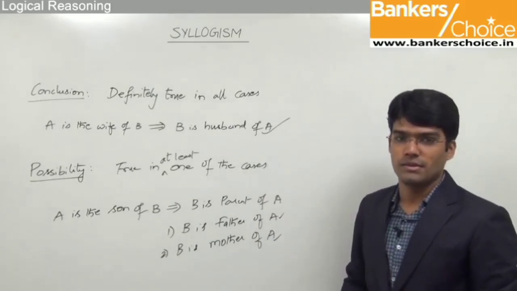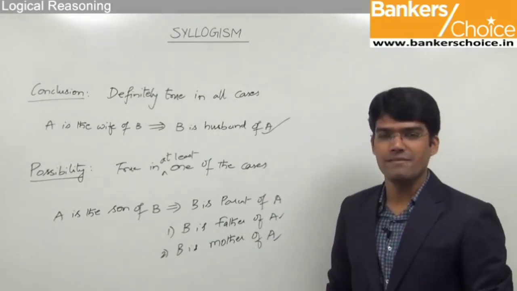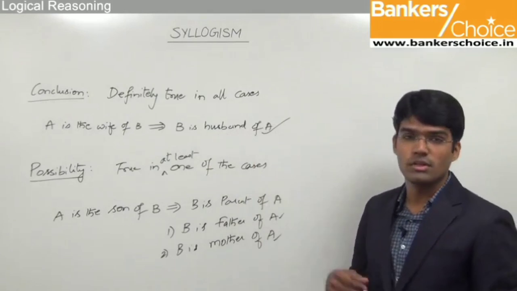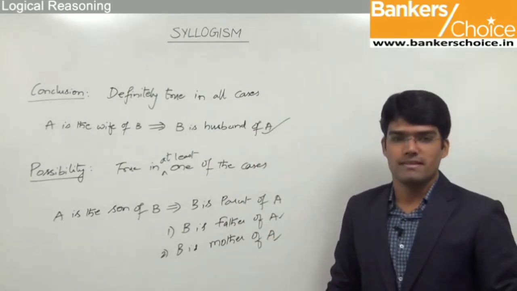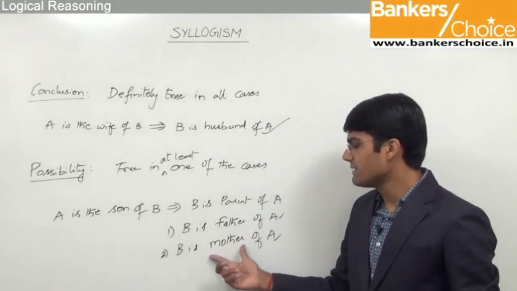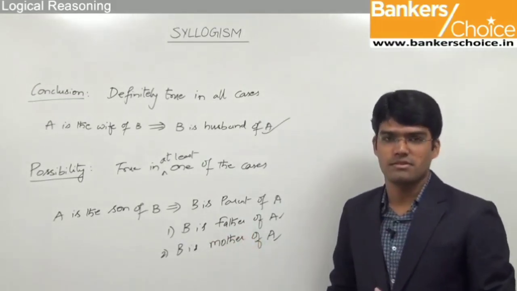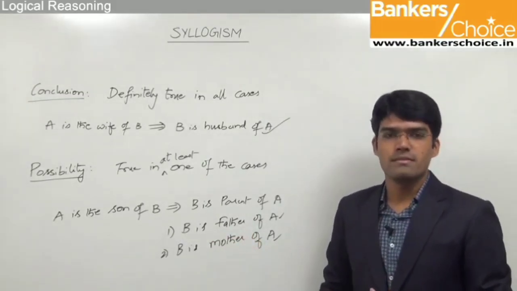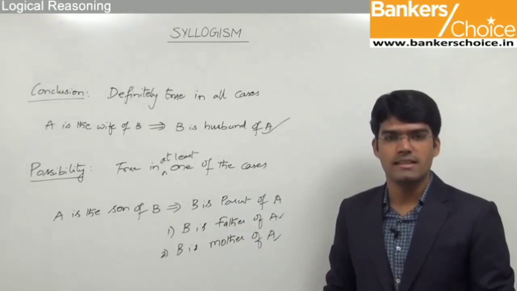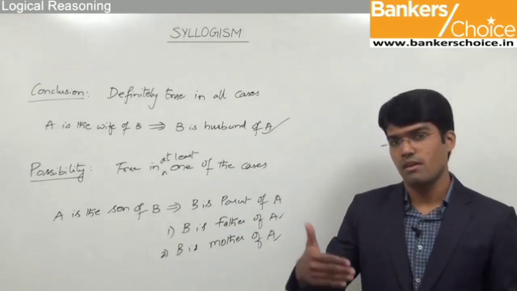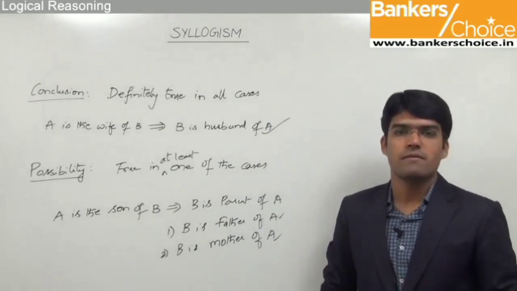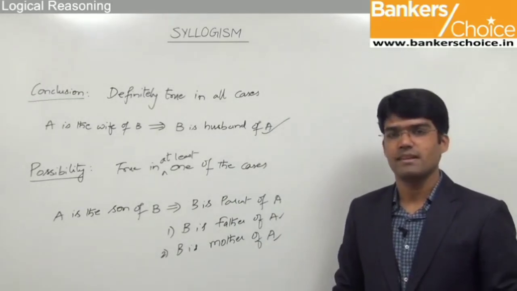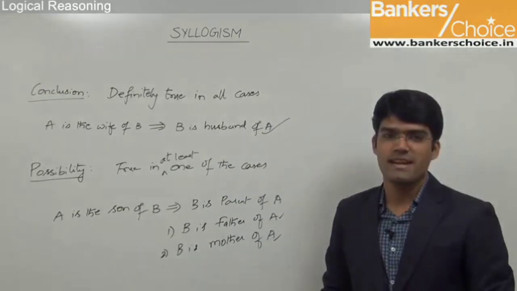So a conclusion is nothing but which is true in all the cases as shown here, and possibilities are nothing but which are true in any one of the cases. So this is the first case and this is the second case. Both can be taken as possibilities. So in syllogisms, we have these two types of questions. Either we need to find out the conclusions which are definitely true, or possibilities which are true in at least one of the cases. Let us now take some examples to understand this.